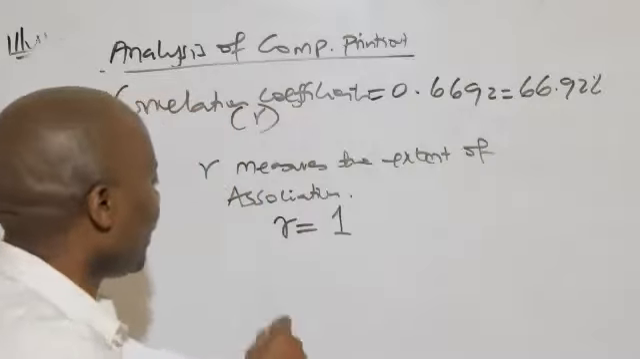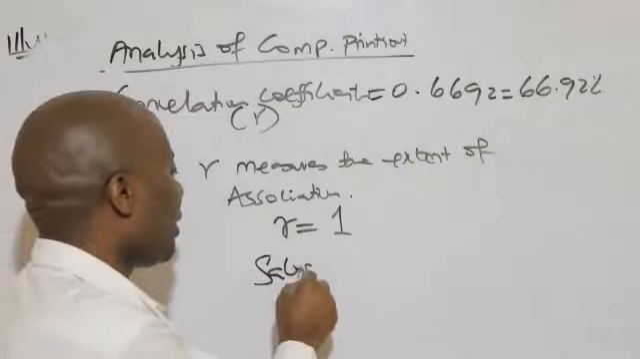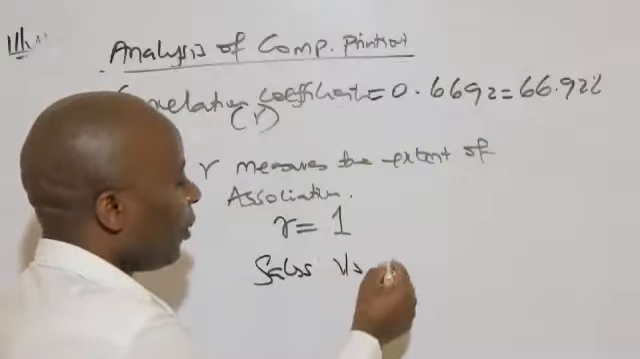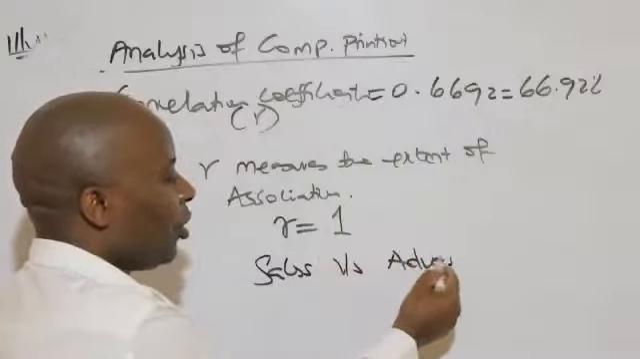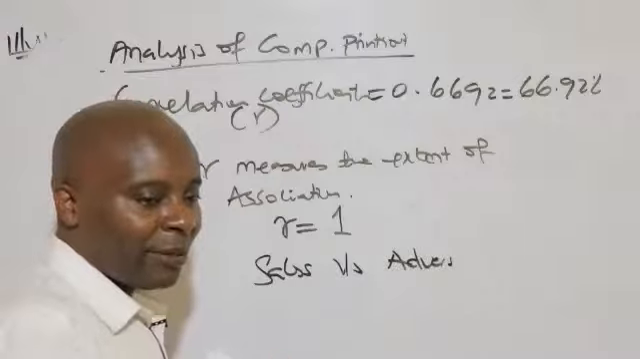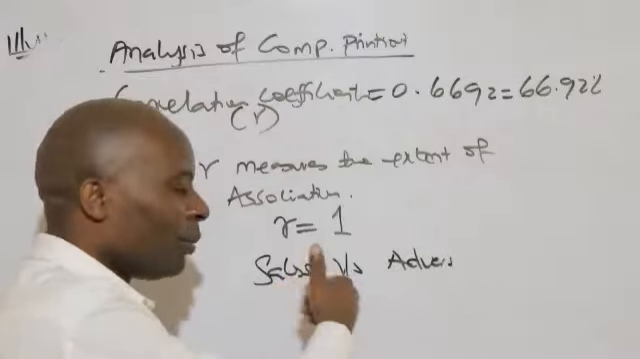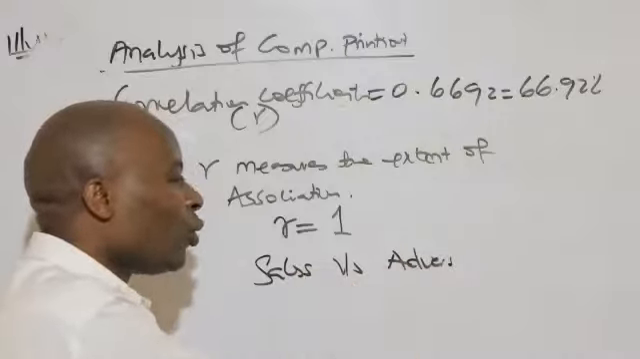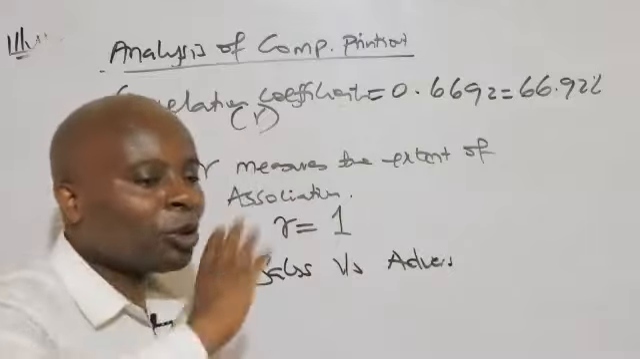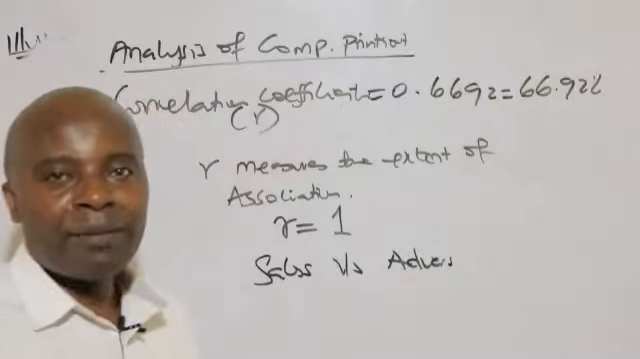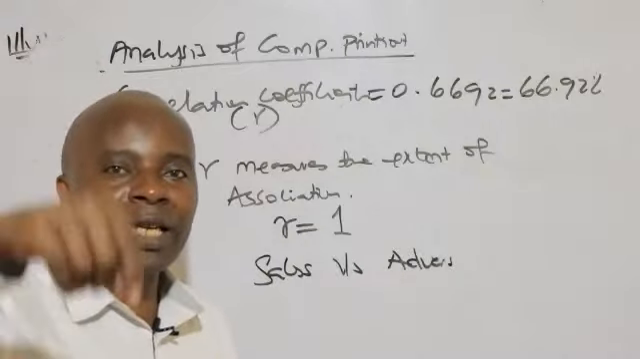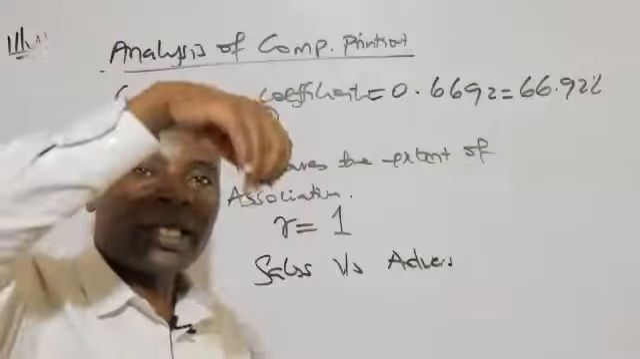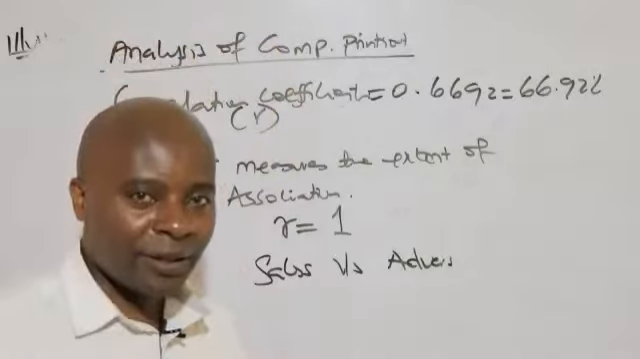So if I have, ladies and gentlemen, sales versus, for example, advertising. Of course, the two are related. I expect the more I advertise, the more I should be able to sell. If I can get an association between the two being 100%, then I'll put all my resources in advertisement, because every coin that I put in advertisement, I'll always get results in the form of sales.